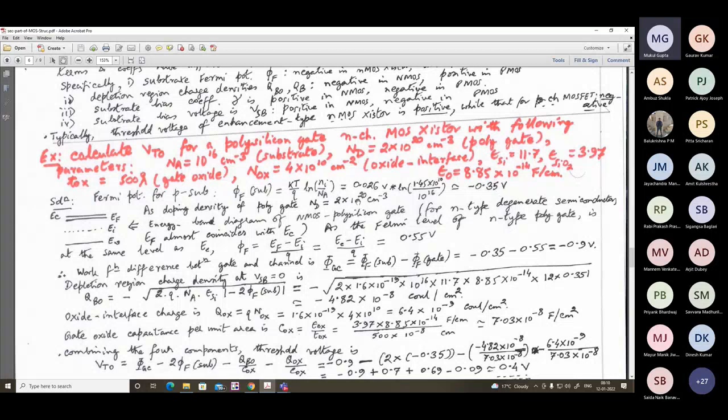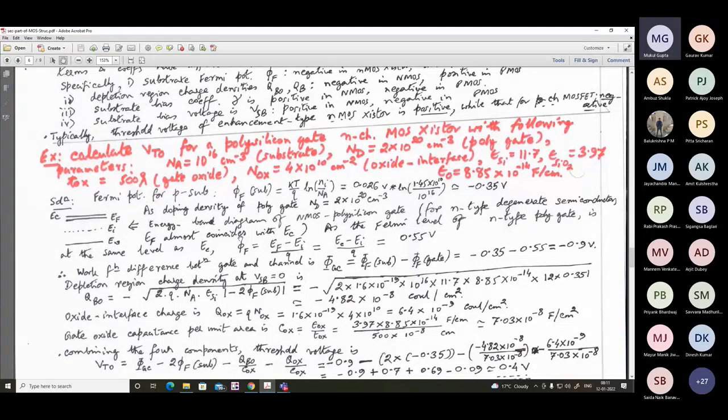As the doping density of the polygate is 2 into 10 to the power 20 per centimeter cube, that is very large in magnitude. Overall, we shall assume, this is a mere assumption, the energy band diagram of the NMOS polysilicon gate. If we draw it for an N-type degenerate semiconductor, EF almost coincides with EC. That means on the polysilicon gate side, the concentration of the donor is much higher, 2 into 10 to the power 20, much higher than the other comparable density, like Na for the p-type semiconductor, which is only 10 to the power 16. This is 10 to the power 20. So for practical purposes, we can take this as an example of a degenerate semiconductor, and hence we tacitly assume that EF is almost coinciding with EC. This we can assume.